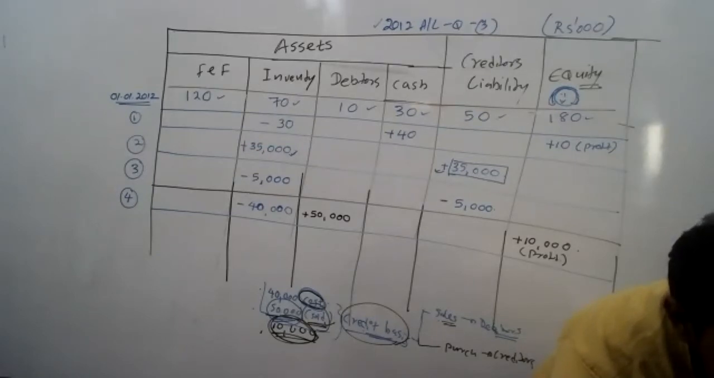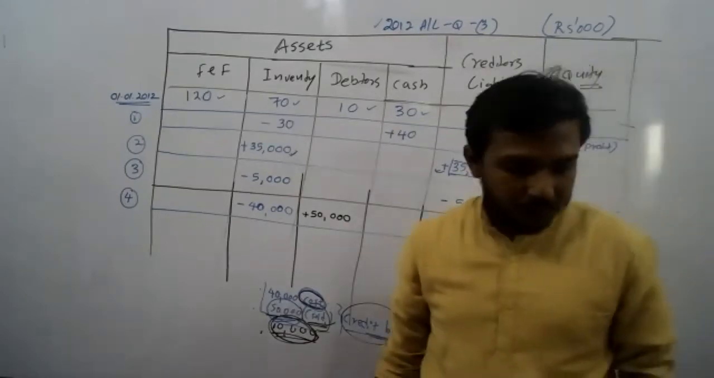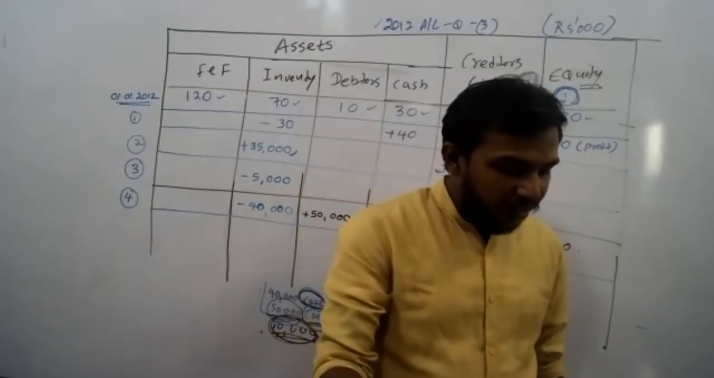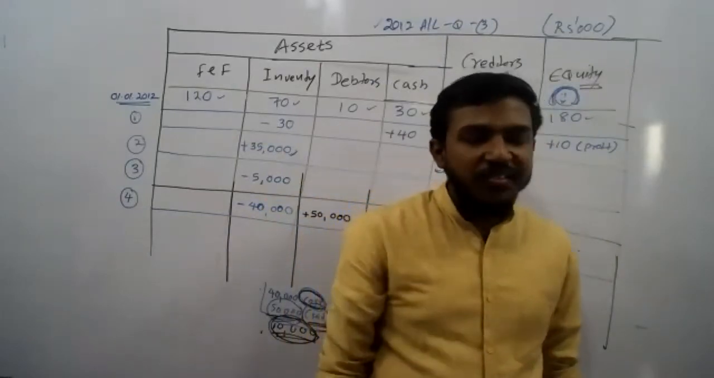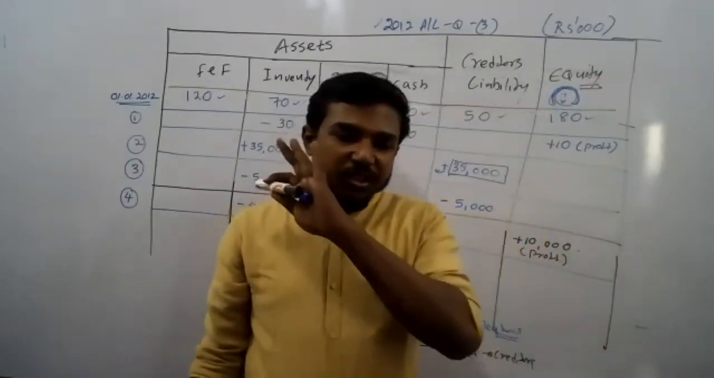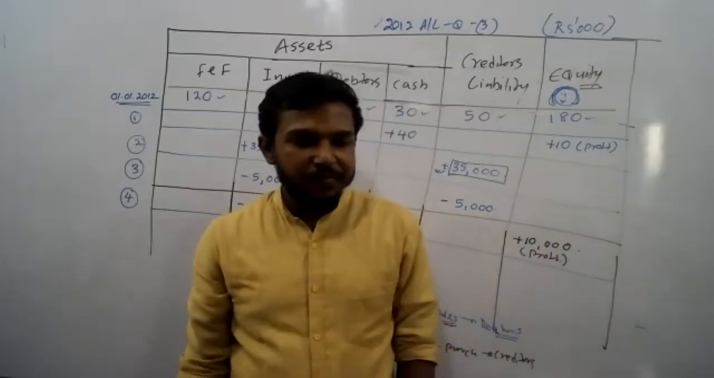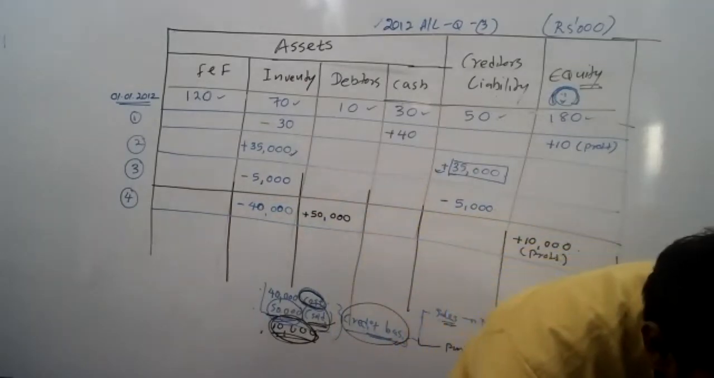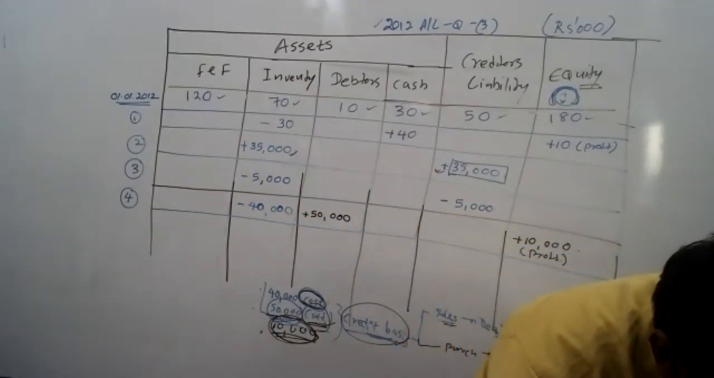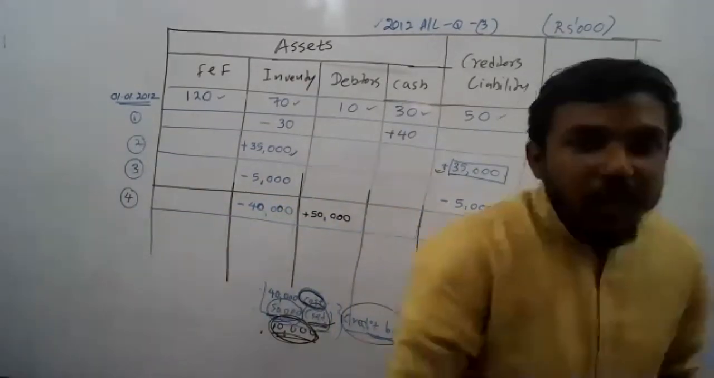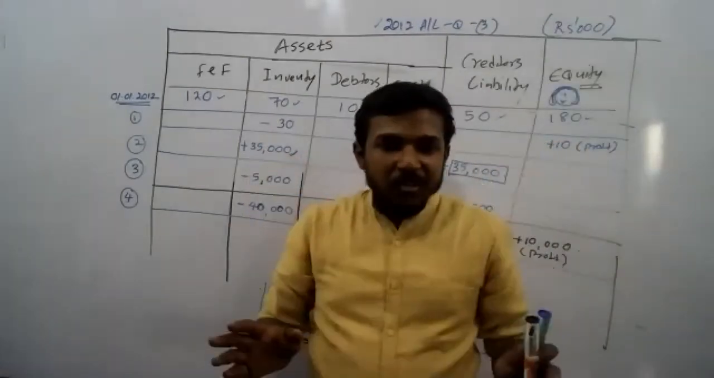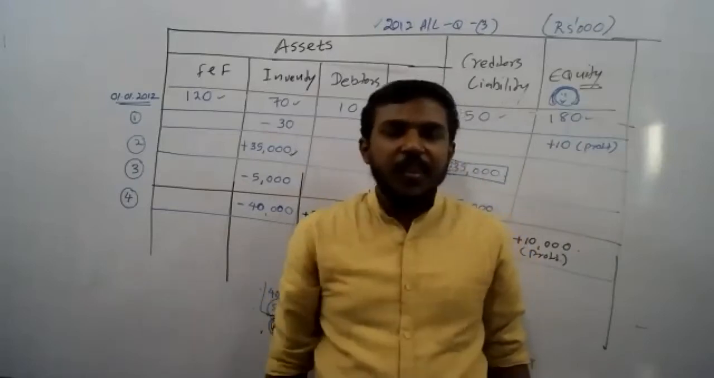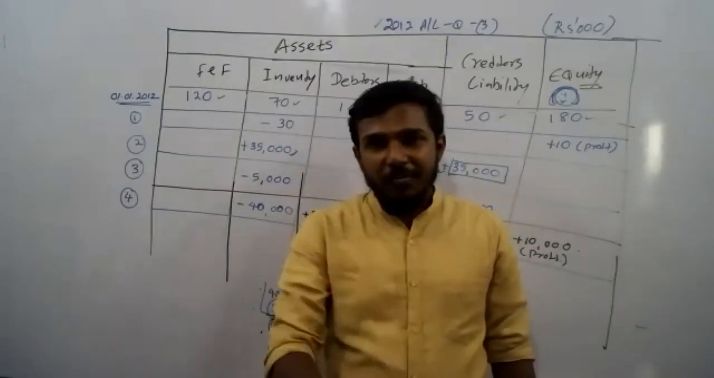Next one, fifth one. Received 9,000 cash from debtors and rupees 1,000 was written off as bad debts. So just remove the word bad debts, please. Now don't use the word bad debts. Just remove the bad debts and make it impairment loss. Now we don't say it's bad debts.